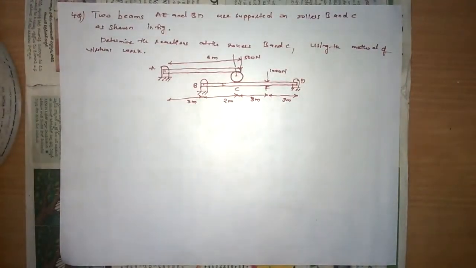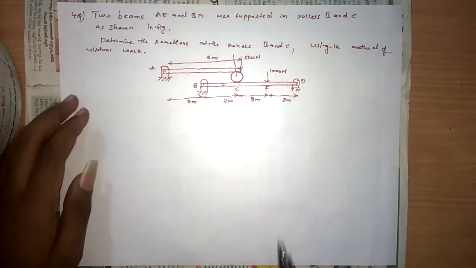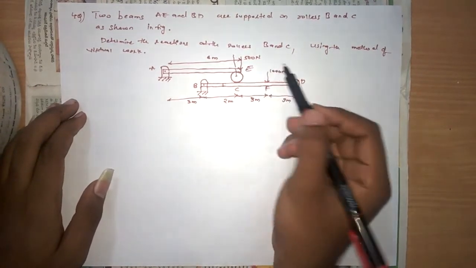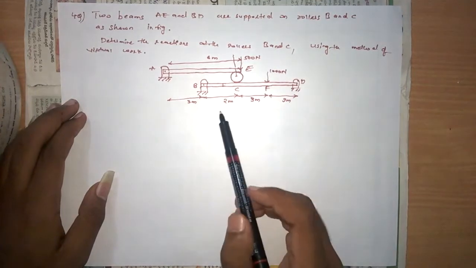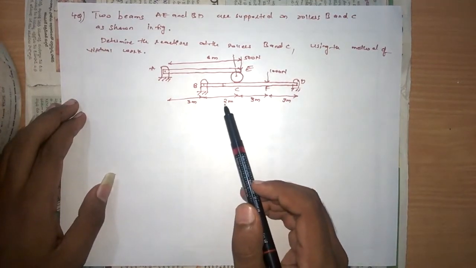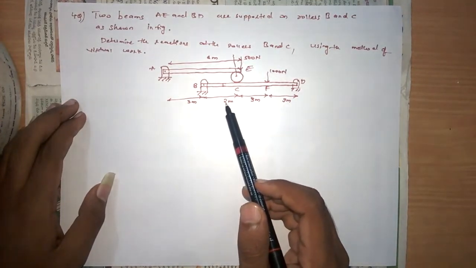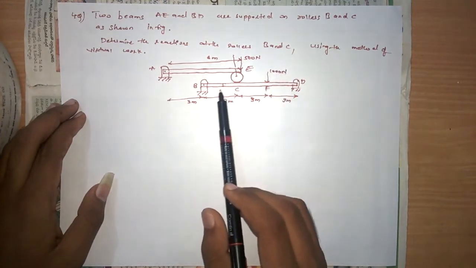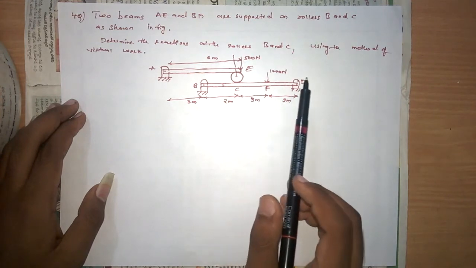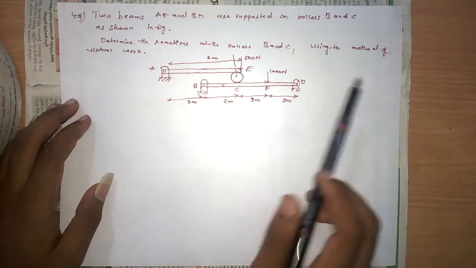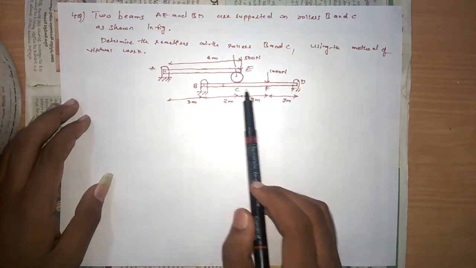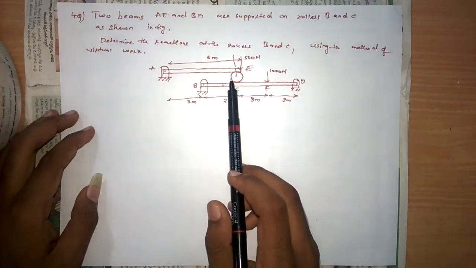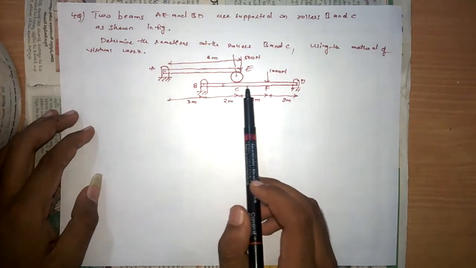Here we have a problem. Two beams AE and BD are supported on rollers B and C as shown in the figure. Determine the reactions at the rollers B and C using the method of virtual work. For these types of beams, we should separate them. First I am considering the beam AE, and next I will consider the beam BD.